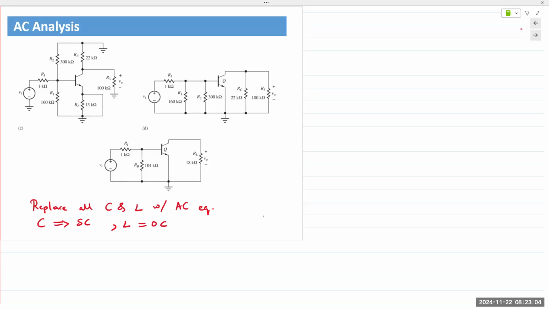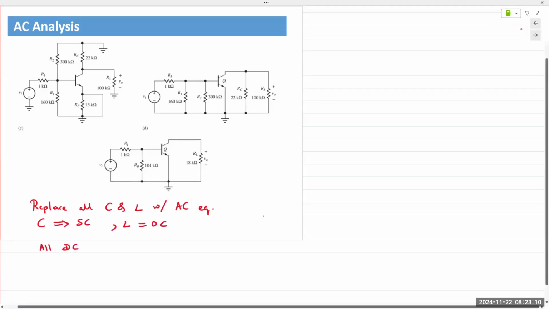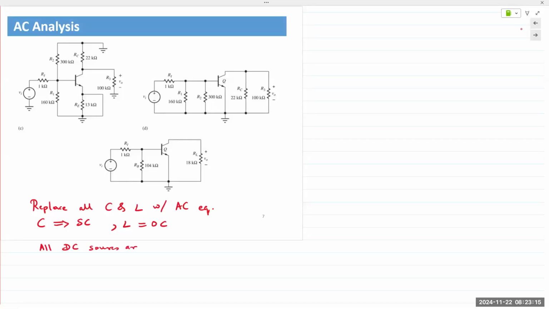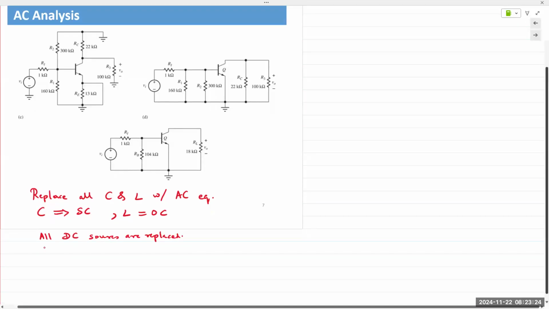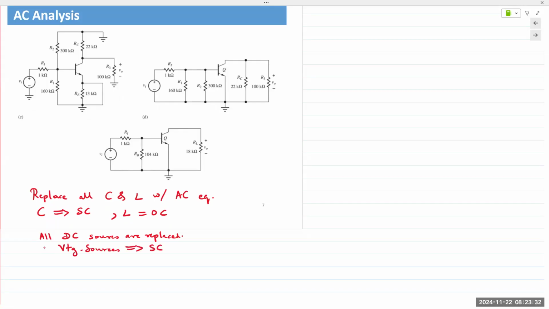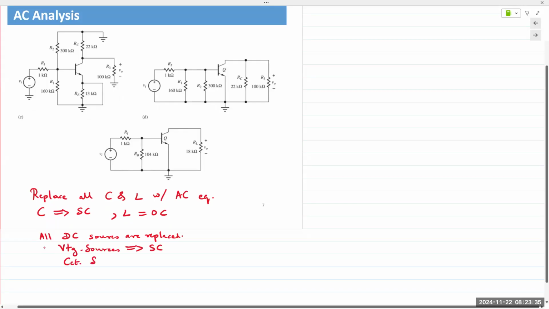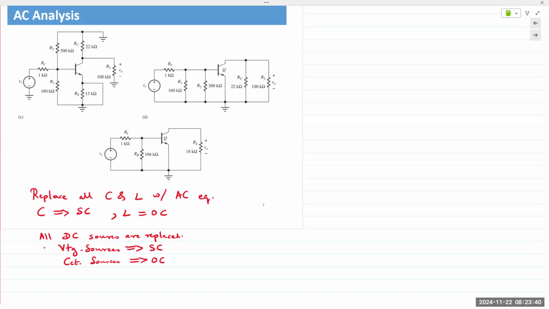All sources, and DC sources, are also replaced. Voltage sources are replaced with a short circuit. And current sources are replaced with an open circuit. Okay, short circuits and open circuits.